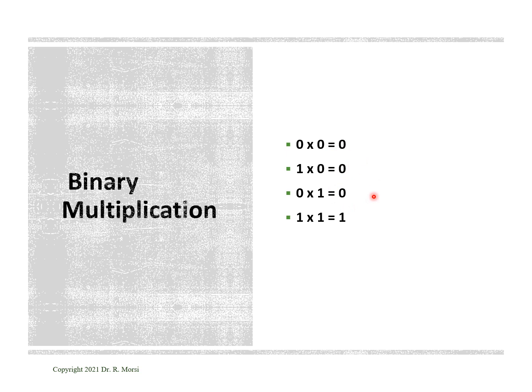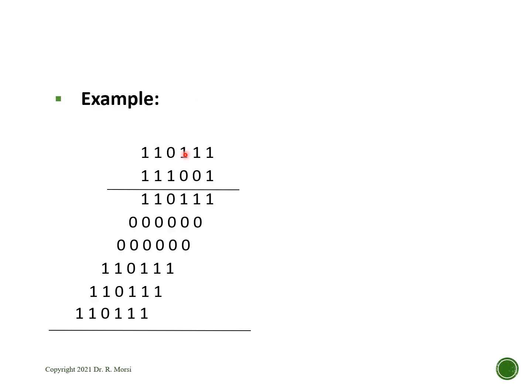0 times anything is going to give me a 0. In any number system, really, it's the same thing. When you multiply 0 by anything, you get 0. And 1 times 1 will give you a 1. So here are 2 numbers that I want to multiply together in binary.